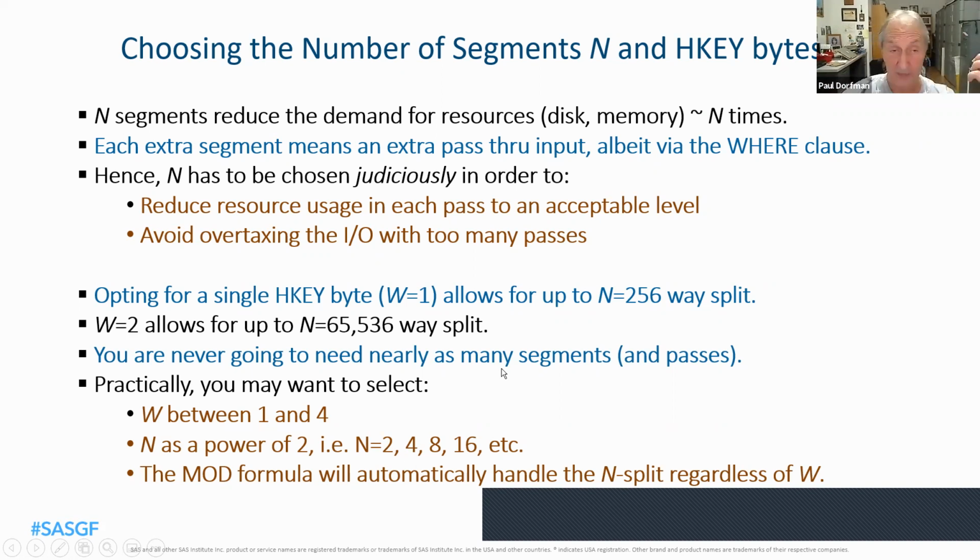But of course, if you want to have something that is not a power of 2, the MOD formula will automatically handle the n split, regardless of how you choose it. I have to mention here also that instead of choosing 1 byte, you can actually use the informat called BITS to choose the bits. So for example, if you simply choose the first bit from HKEY, it will automatically spread the input into 2 segments because the bit has only 2 values. And if you pick 2 bits, then you automatically split it in 4 segments, even without using the MOD formula, and so forth all the way until 8 bits, which is 1 byte, when you have a 256-way split.